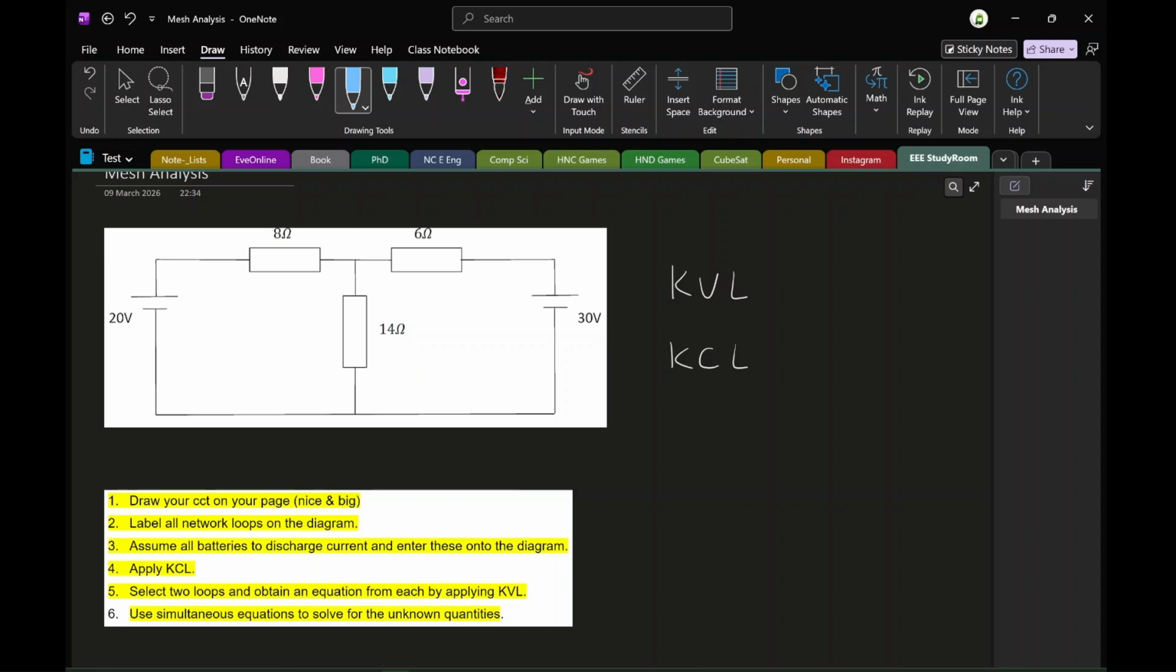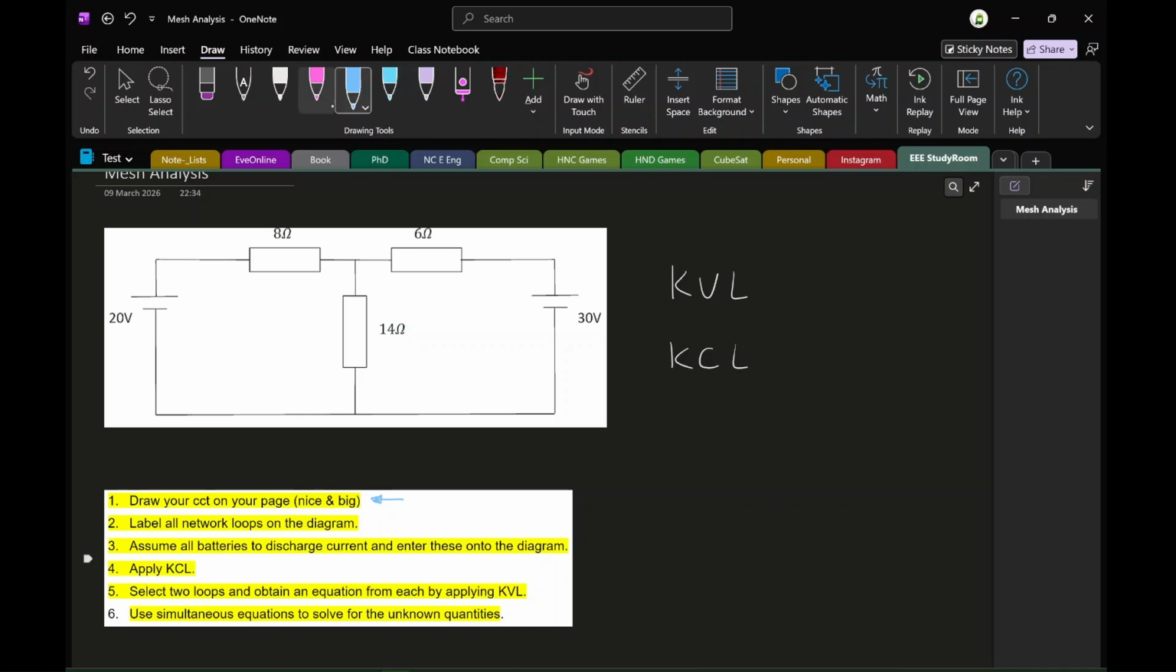So one of the first things that I like to discuss is making sure that people consider drawing their circuit nice and big. Making sure that it is in a format that they can annotate, and I'll show you the kind of steps to doing that.